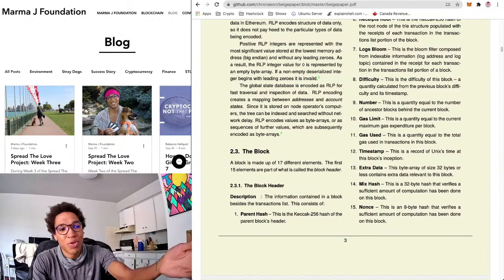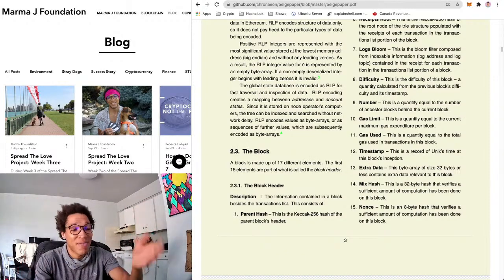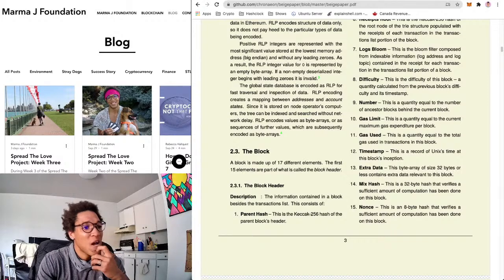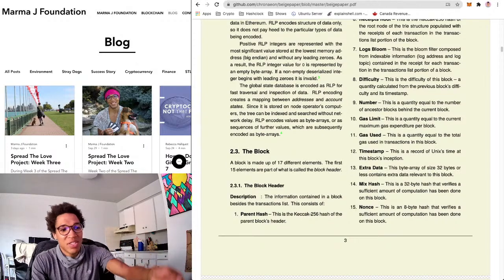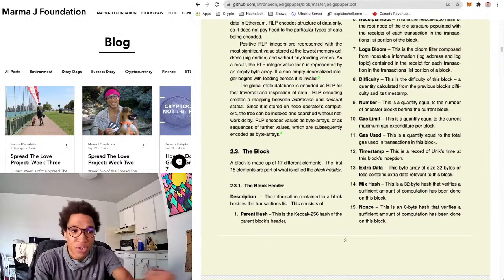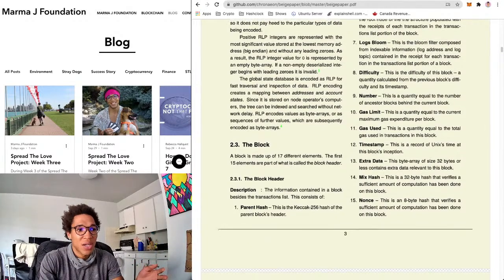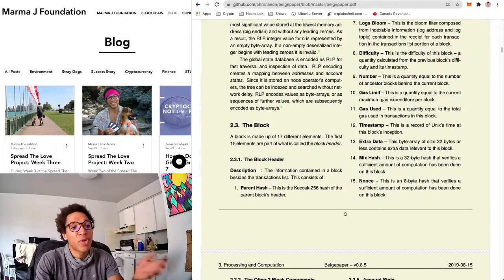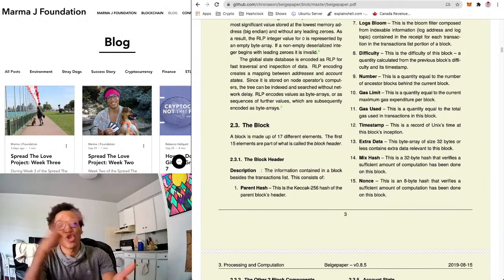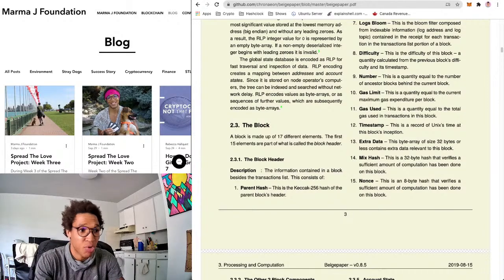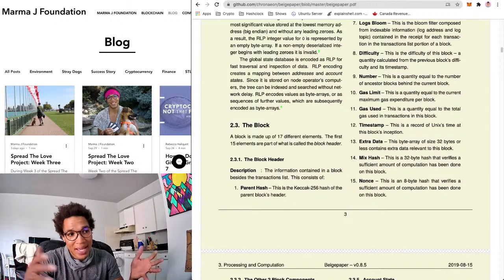And that's where you can be like, oh, I found this block, or you can do a lot of cool things with the extra data. Mix hash is a 32-byte hash that verifies a sufficient amount of computation has been done on this block. And this extra nonce, I'm pretty sure, is only for extra data. So basically, if the difficulty goes so high that it goes above this 32 bytes, you have an extra 8 bytes with which to add in extra difficulty.